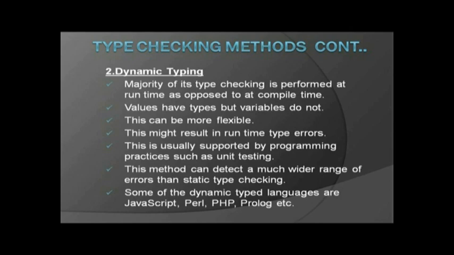Development in dynamically typed languages is often supported by programming practices such as unit testing. This method can detect a much wider range of errors than static type checking. Dynamically typed languages include JavaScript, Perl, PHP, Prolog, etc.